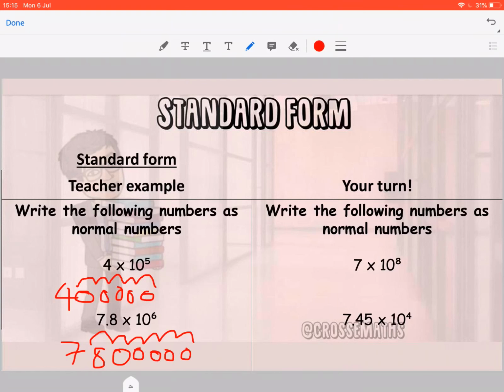Remember, the decimal point has got to move over, so the 8 does take up one of the digits that you may think is just going to have 6 zeros. It doesn't, because the 8 takes up one of them. Okay, so pause the video now and write those two examples down.